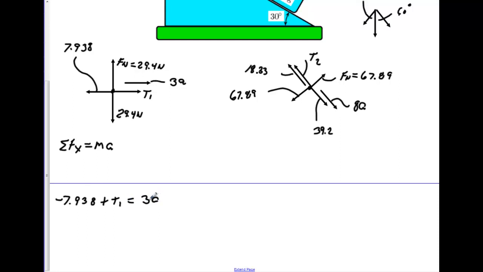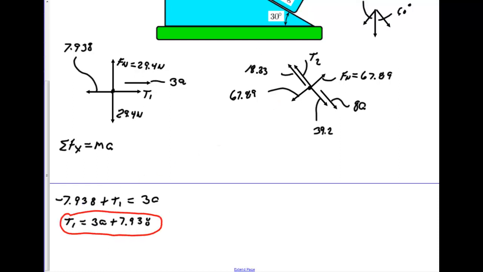Okay, so now we're going to solve for T1 here, and I can say that T1 is going to equal 3 times my acceleration plus 7.938. So we're going to hang on to that right there.